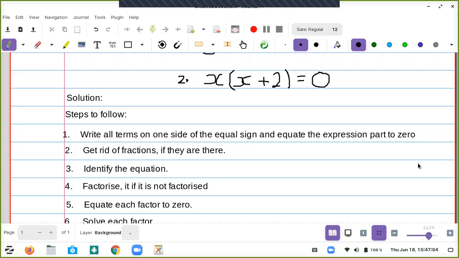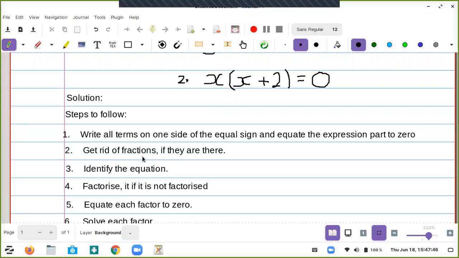So the steps that I follow are as follows. 1, I write all the terms on one side of the equal sign, right? So that part of terms which is on one side will be equal to 0, which means the terms form an expression, then it is going to be equal to 0. So in other words, I will equate that expression to 0. Then after doing that, if there are fractions, I will then get rid of all the fractions. That is if they are there, right?